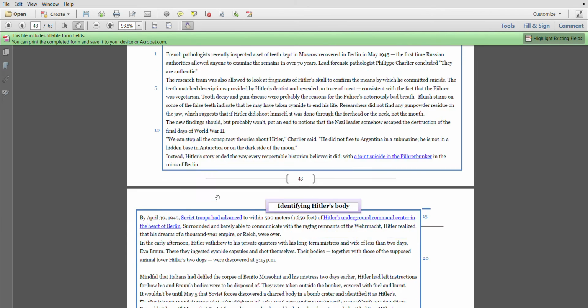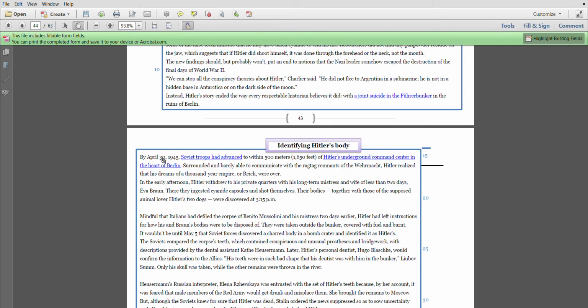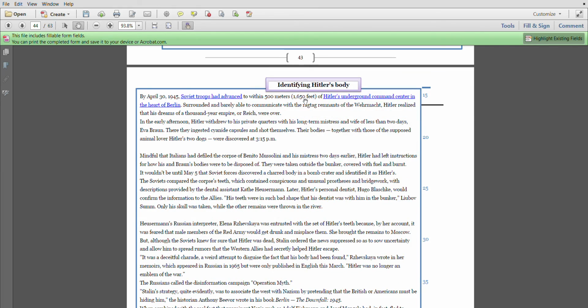identifying Hitler's body. By April 30th, 1945, Soviet troops had advanced to within 500 meters, 1,650 feet, of Hitler's underground command center in the heart of Berlin. Surrounded and barely able to communicate with the ragtag remnants of the Wehrmacht, Hitler realized that his dreams of a thousand-year empire or Reich were over.